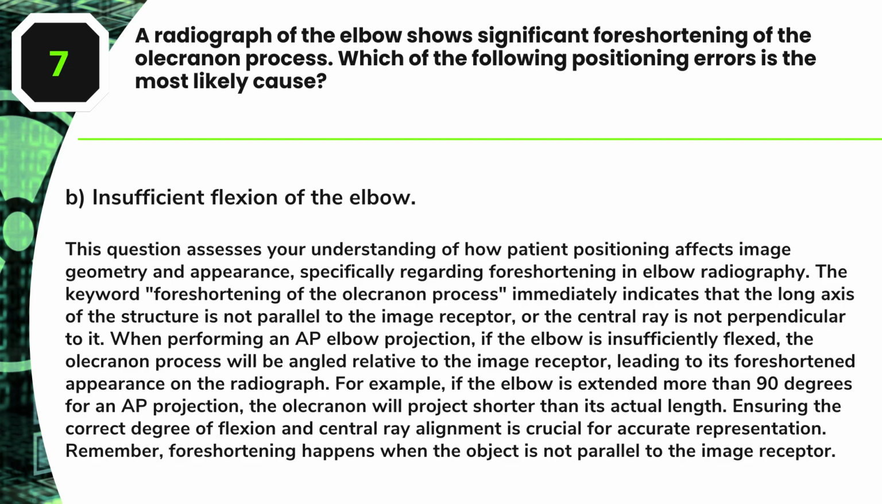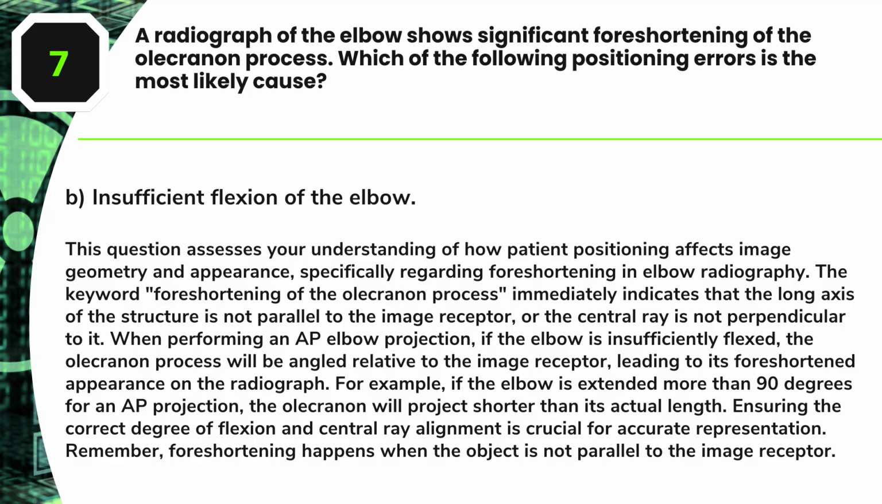Answer B. Insufficient flexion of the elbow. This question assesses your understanding of how patient positioning affects image geometry and appearance, specifically regarding foreshortening in elbow radiography. The keyword foreshortening of the olecranon process immediately indicates that the long axis of the structure is not parallel to the image receptor, or the central ray is not perpendicular to it.